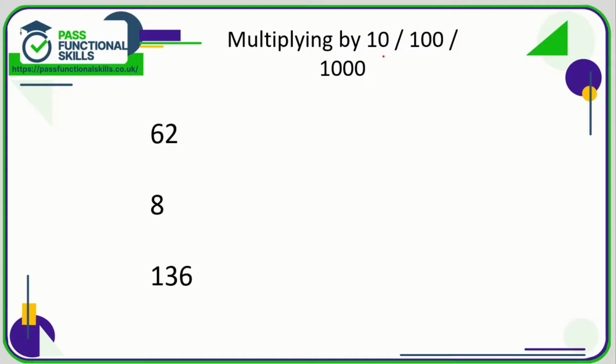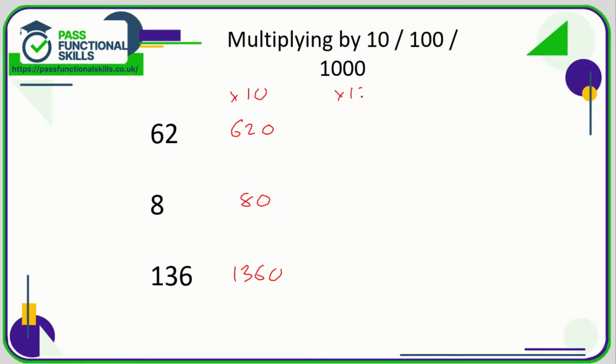Let's take a look at multiplying by units of 10, so 10, 100, 1000, 10,000, etc. When it's whole numbers, it's dead easy. When you multiply them by 10, just put a 0 on the end. So 62 becomes 620, 880, 136 becomes 1360.